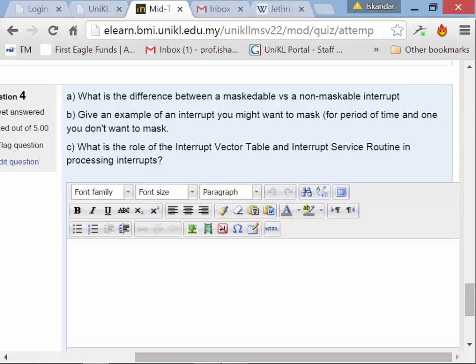Answer C: what is the role of the interrupt vector table and the interrupt service routine? That's really two different questions. The interrupt vector table contains the address of all the interrupt service routines for the various interrupts.